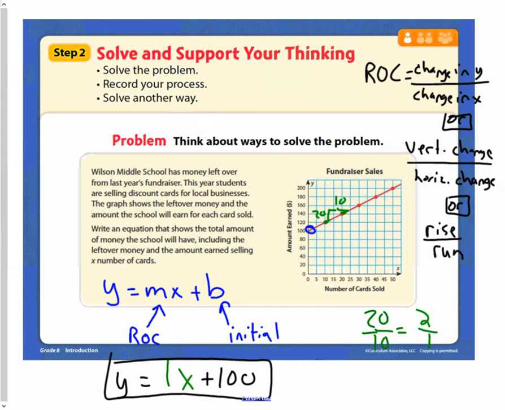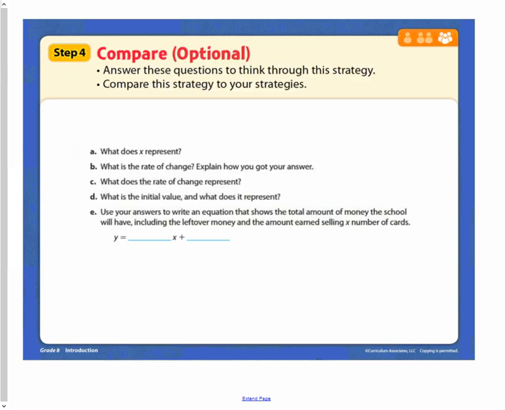Or just 2. 2 over 1 means $2 for every card. If you're looking at the problem, we're going to use the number 2 as our rate of change. So I'm going to change this to a 2. So y equals 2x plus 100. There's our linear function.